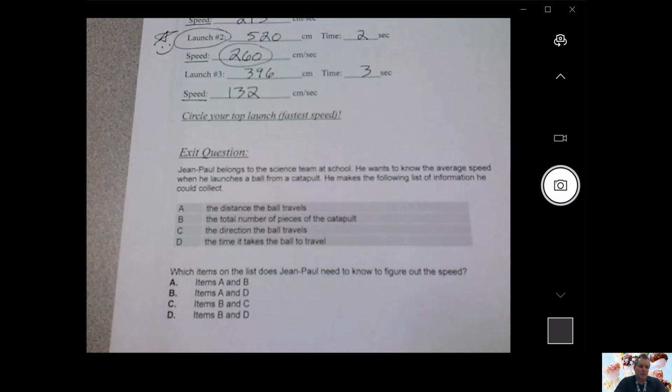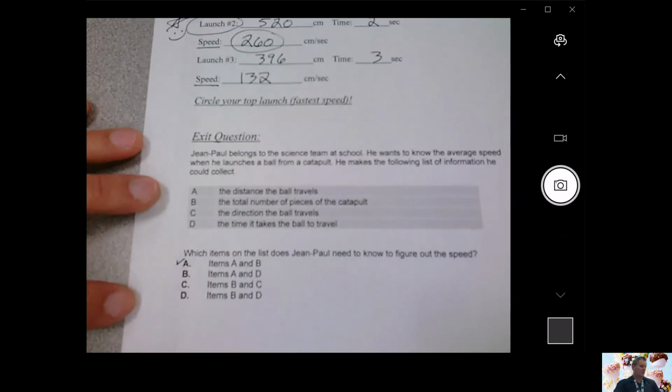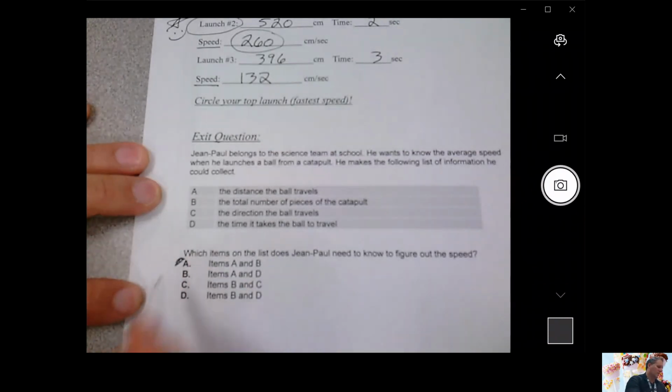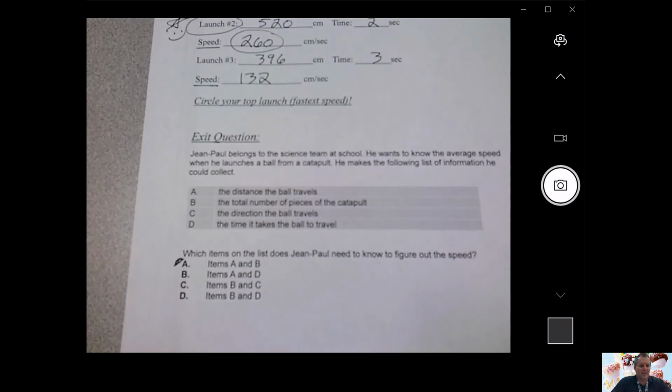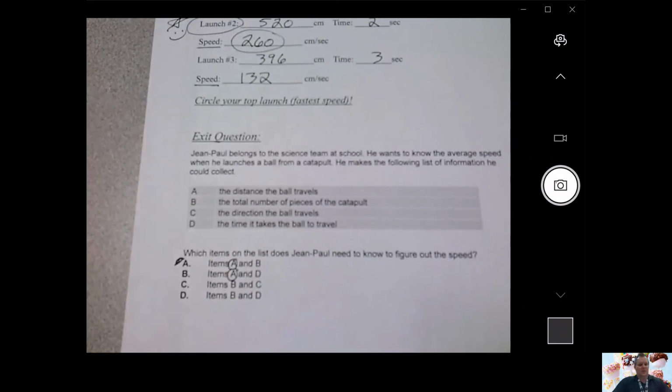Cool. All right. What do you guys think? Do we need A for speed, the distance the ball travels? I think yes, we do need that, as we saw in our Marshmallow Madness fun we had. I don't want to put a check yet because I need 2 things. So if I said A and B, I'm not too sure about that. So hold on. I know I need A, so I'm going to circle A as part 1.